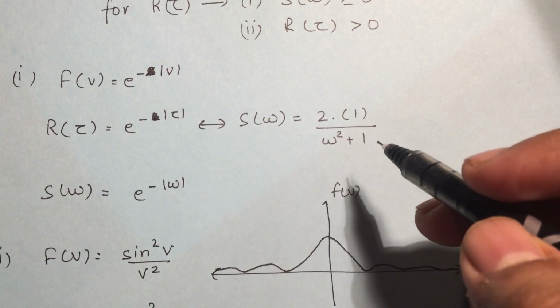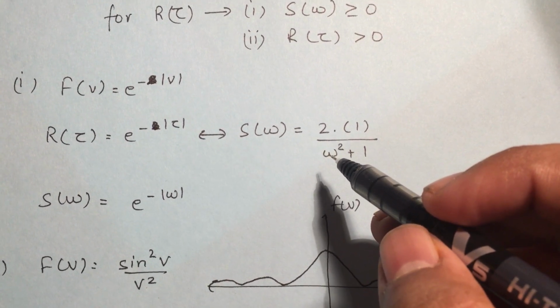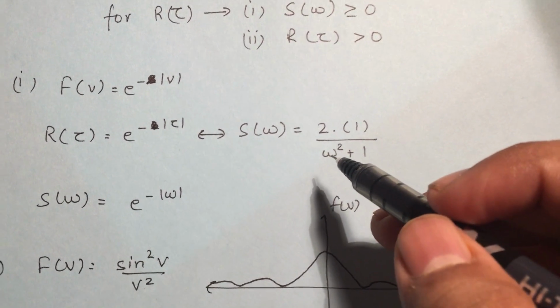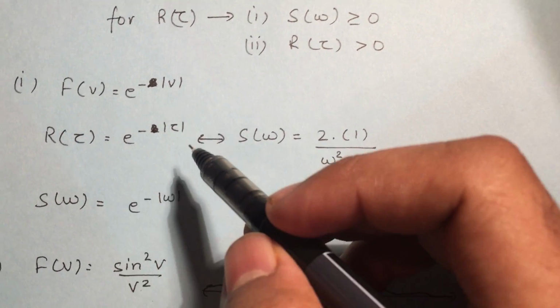This entire term can never go negative because it has a square in terms of omega, and the only thing it depends on is omega. So even if you give it a negative value or 0 or anything, it'll always be positive. So this autocorrelation function can exist.